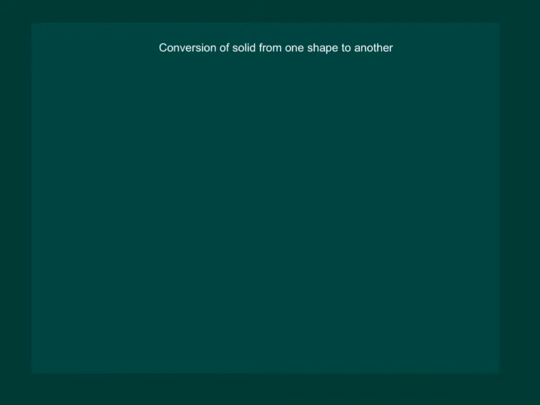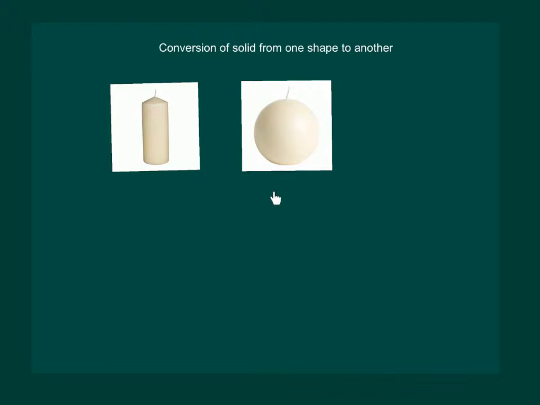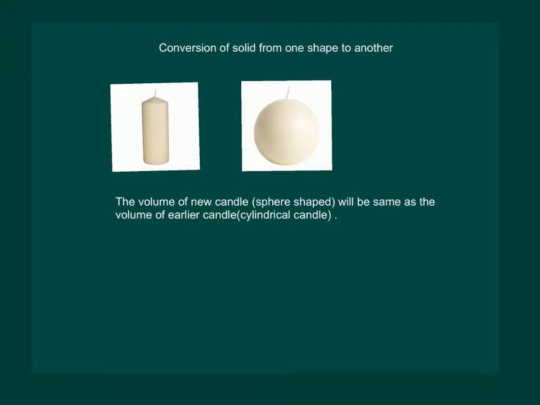Let us conduct an experiment to understand conversion of solid from one shape to another. Take a candle in shape of a solid cylinder, melt it and pour whole of the molten wax into another container in shape of a sphere. On cooling, we obtain a candle in shape of a sphere. Volume of new candle so formed will be equal to the volume of earlier candle, that is the cylindrical candle.